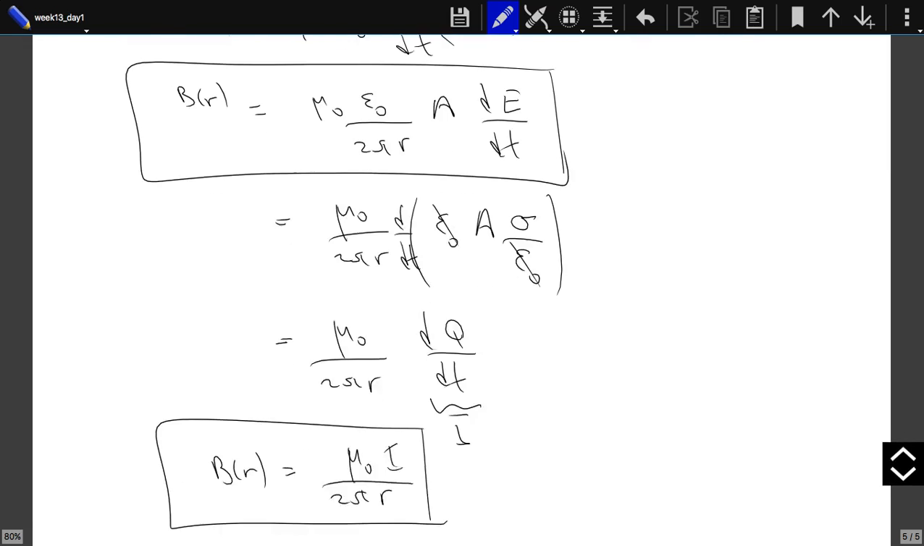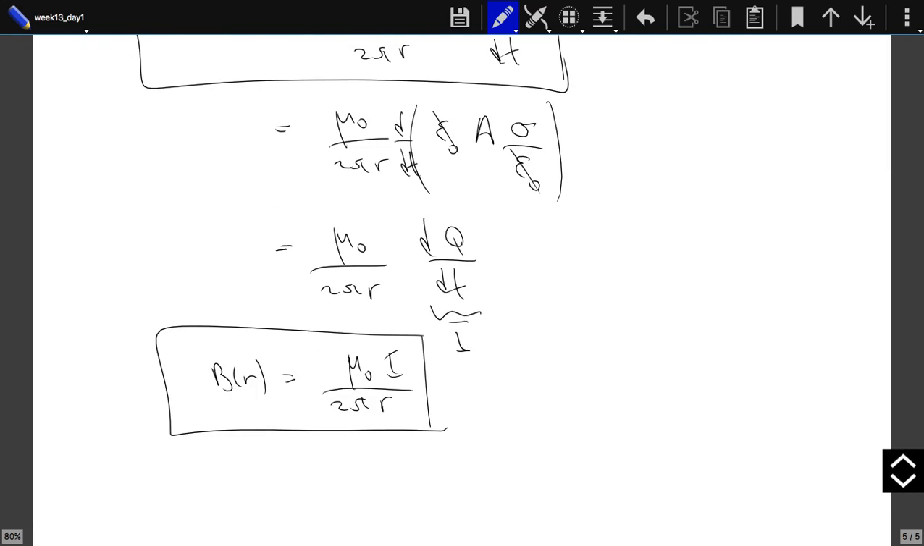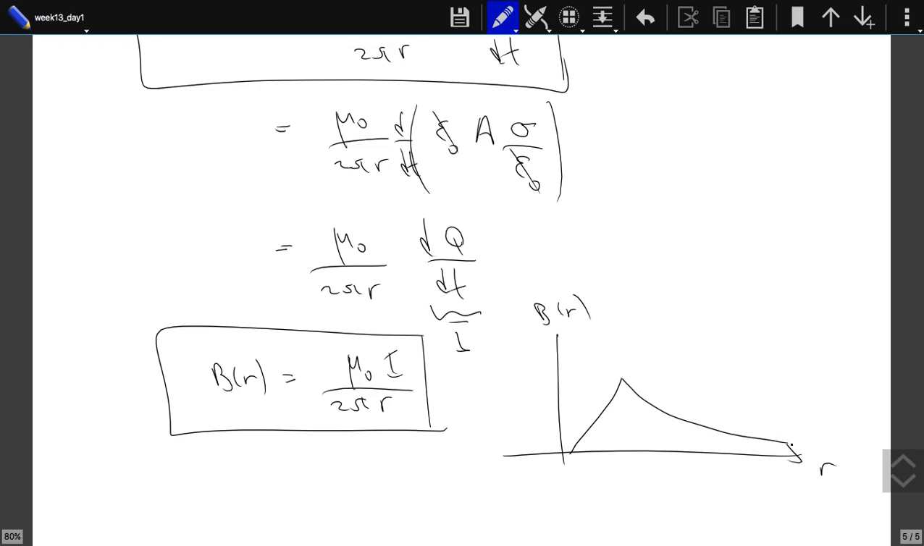So it just goes to zero as the distance increases. So it's basically, if you just draw the magnitude of B of R as a function of R, it just increases linearly first and then goes to zero. And it is continuous.